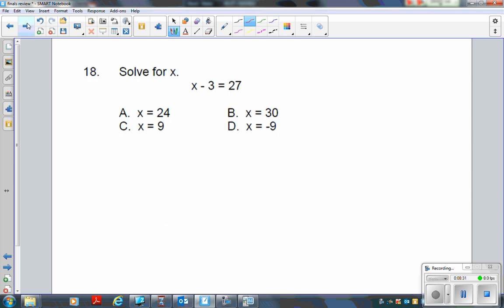I think it's on A. All right, let's solve for x. Again, if you want to solve for the letter, you always get rid of the number first. Opposite of -3 is just +3. You end up with x equals 30.